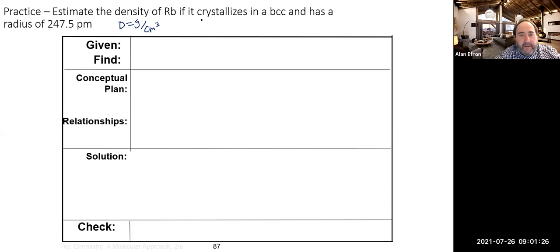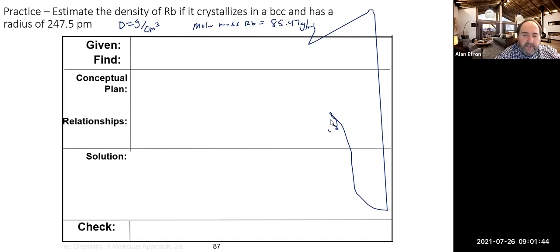And I'll give you the molar mass of it. The molar mass of Rb is something like 85.47. All right, take a few minutes, see what you come up with. So you can just keep scribbling on the page here.